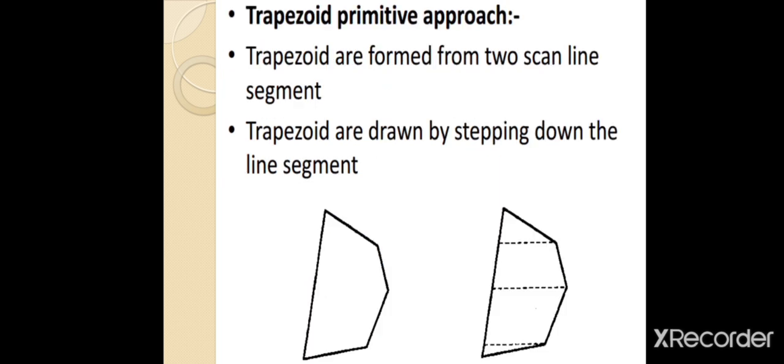The second one is the trapezoid primitive approach, where the shapes are formed from 2 scanline segments. Here these are given as the scanline segments, and such parts are going to create the given polygon. So trapezoids are drawn by stepping down the line segment. Each of these lines can be stepped down so as to create such a shape.